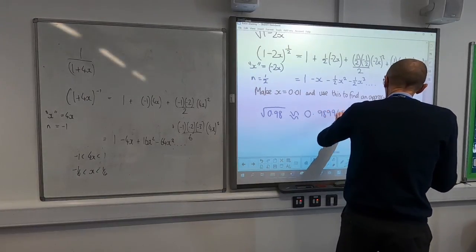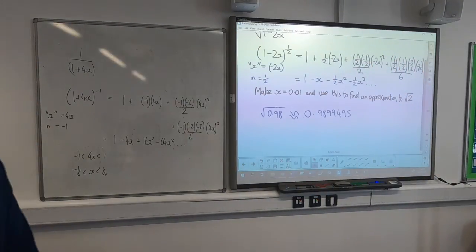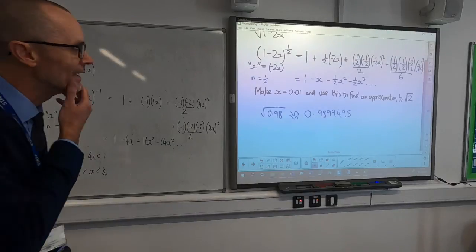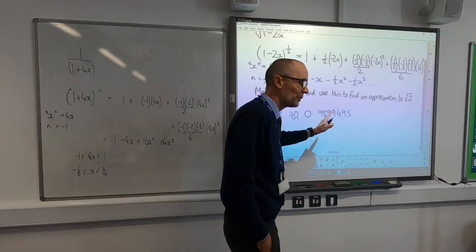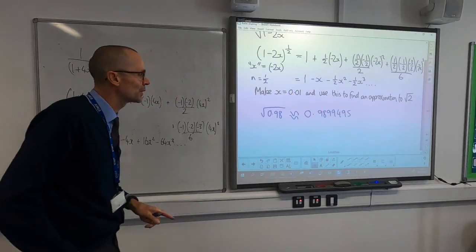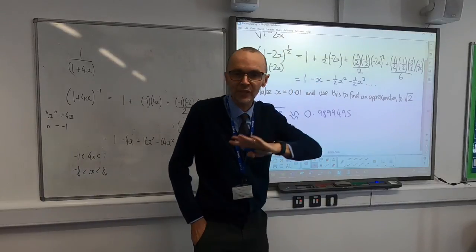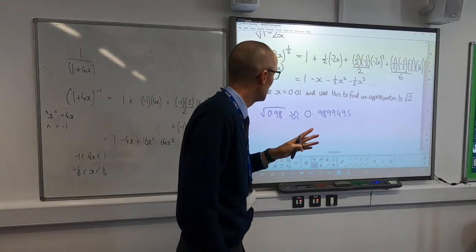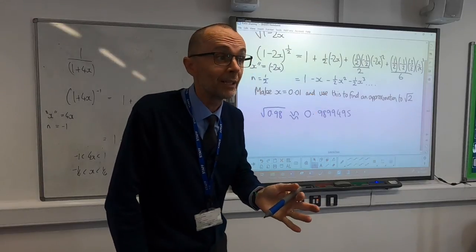So now it's correct to 7 decimal places, which is much more what I was expecting it to be. If I actually work this out on my calculator, I pretty much get that. So we've estimated this using this binomial series expansion. But how do we use it to find the square root of 2? It's a neat trick.